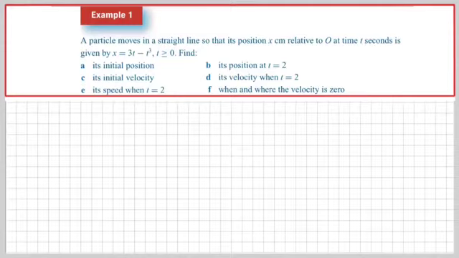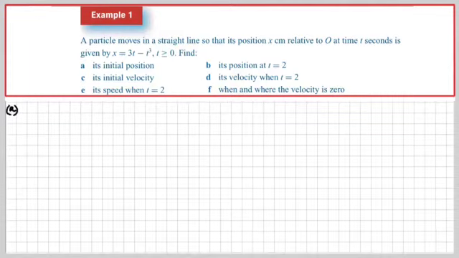Alright, what do we got? A particle is moving in a straight line so that its position x centimetres relative to the origin at time t is given by this expression. It's a cubic, and it's an upside down cubic because it's got a negative here. So we need the initial position, its position when t is 2, initial velocity, its speed when t is 2. Now speed is just the size of the velocity, because speed does not have a plus or a minus sign, it's just a magnitude because it's a scalar, and when and where the velocity is 0. Oh, look, this looks pretty straightforward, guys.